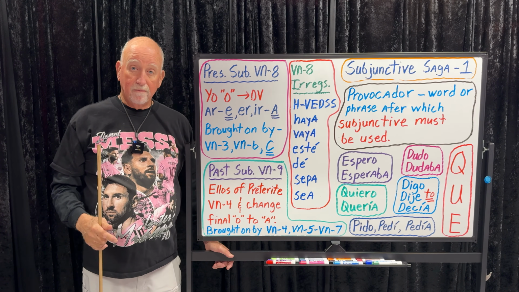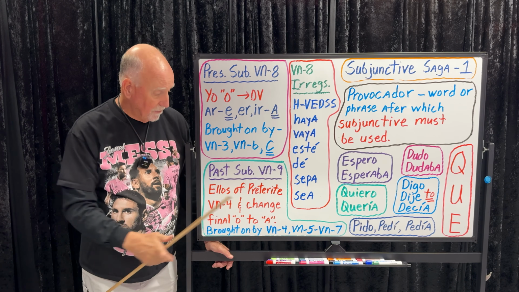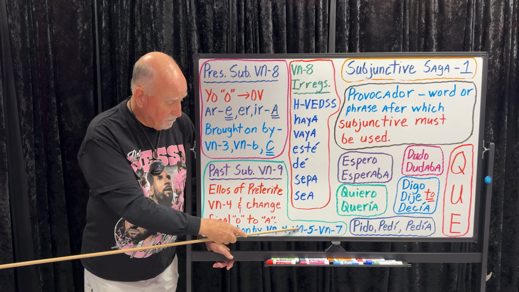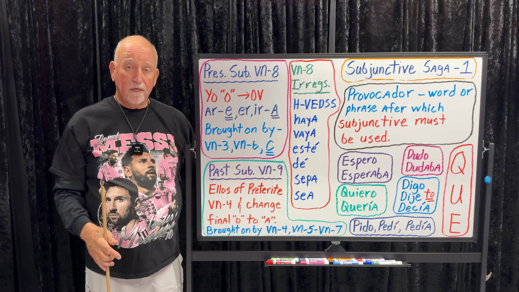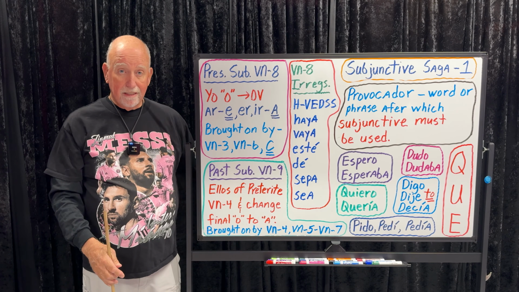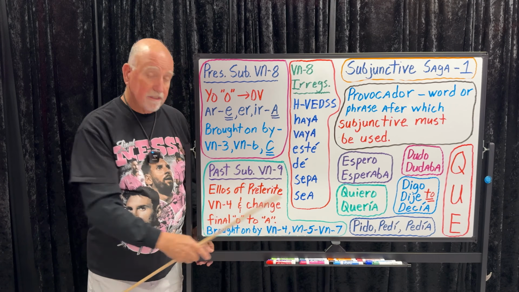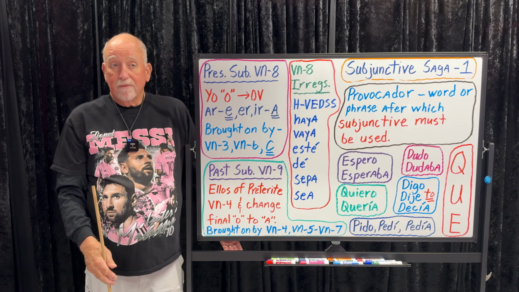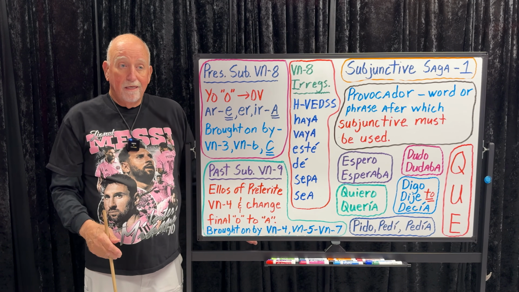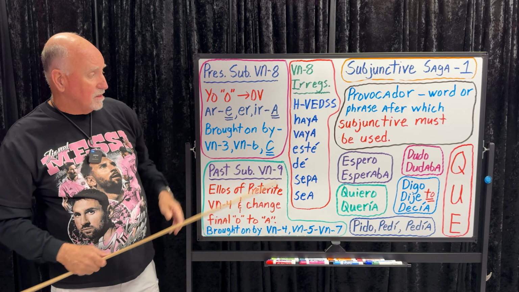I told her to come. Le dije que viniera. It could be imperfect 5. I told her to come all the time. Siempre le decía que viniera. And it also could be the conditional 7. I would tell her to come. I don't know. I would tell her to come. Le diría que viniera.